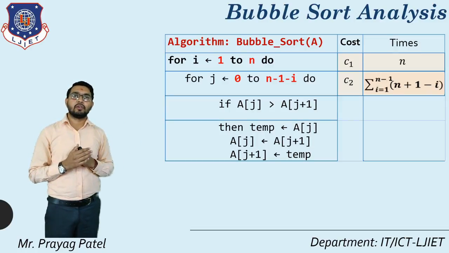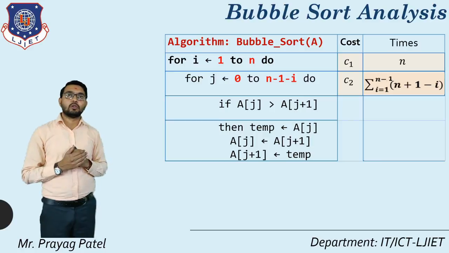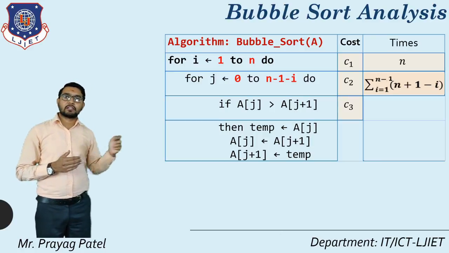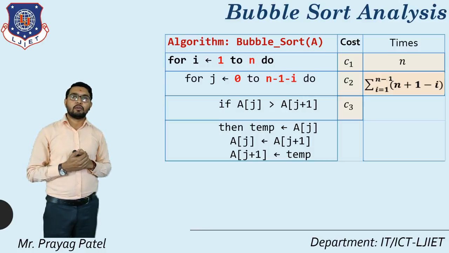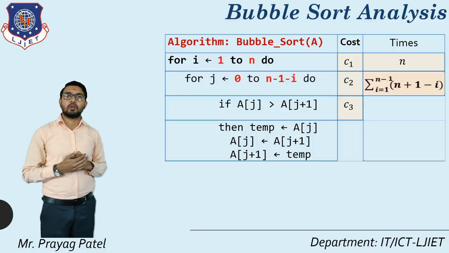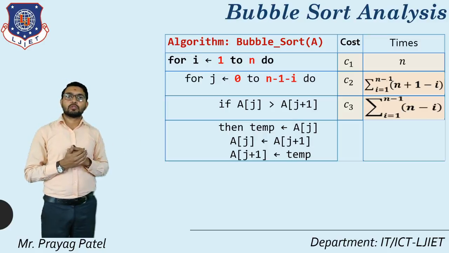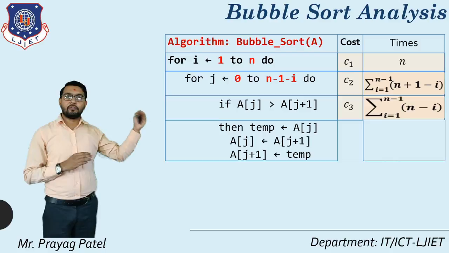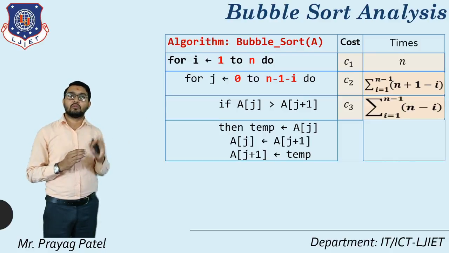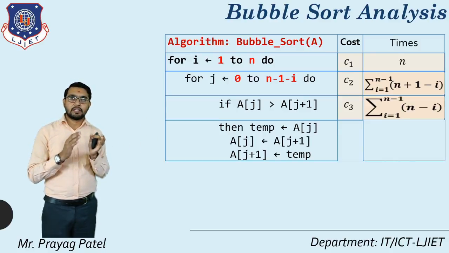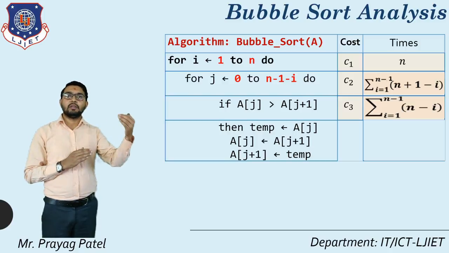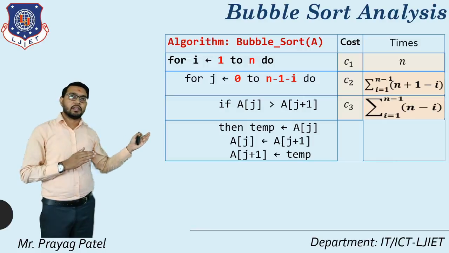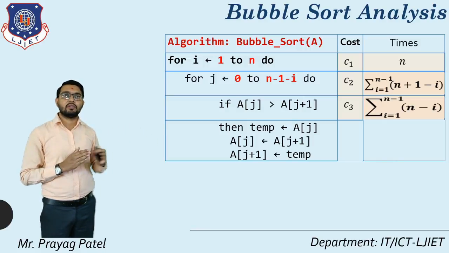So the final equation is sigma i equal to 1 to n minus 1 of n plus 1 minus i. Now for the next statement, if condition a of j greater than a of j plus 1, cost equal to C3 and time equal to sigma i equal to 1 to n minus 1 of n minus i, because in the previous case we considered n minus i plus 1, but in this case we consider one less than the time of the particular loop, because in the previous case we considered the wrong condition, here we consider only the satisfied equations.